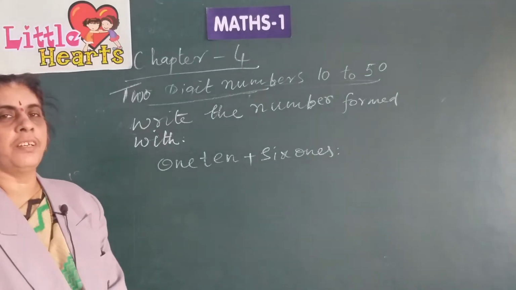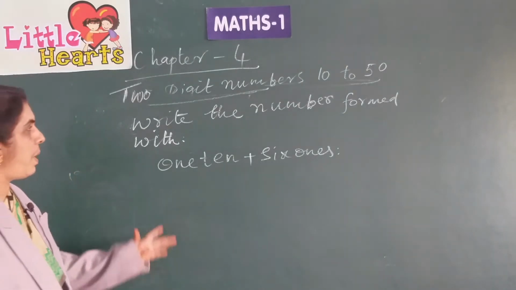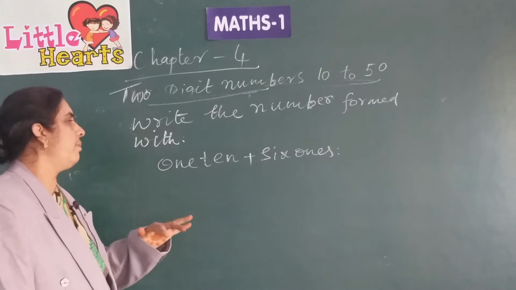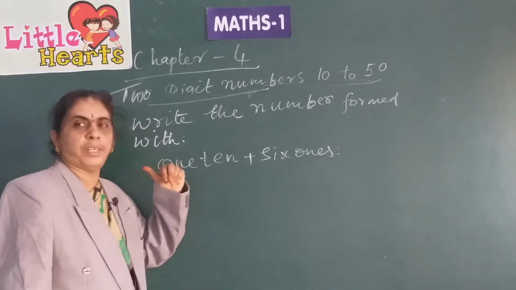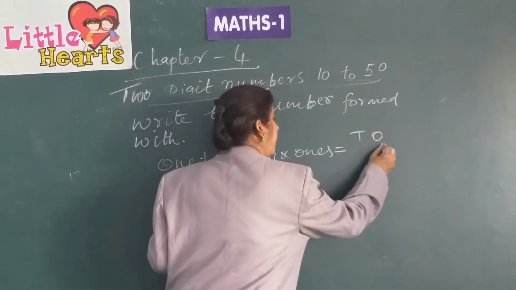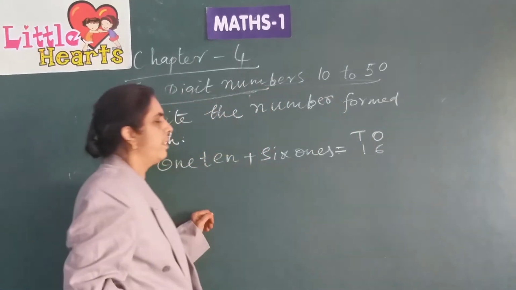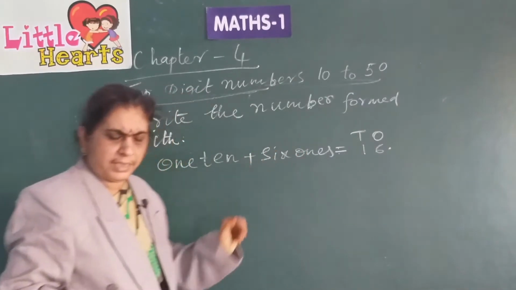Good morning, children. Already we learned expanded form. Now, expanded form is given. You have to write the number formed with 1 ten plus 6 ones. That is, ones, tens. 6 ones, 1 ten. The number is 16. How do you read it? 16.